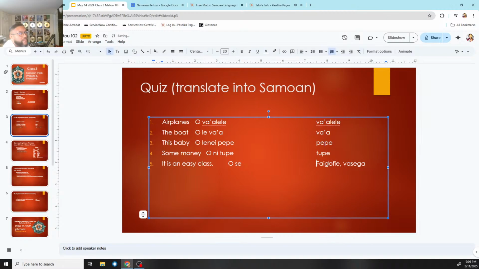O se vasenga. So that means it is a class. But if we wanted to say it is an easy class, we just put the word faingofie. Faingofie means easy. So we just say, o se vasenga faingofie. All right? So hopefully you guys see the pattern.